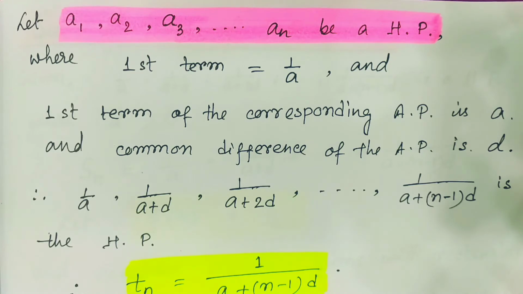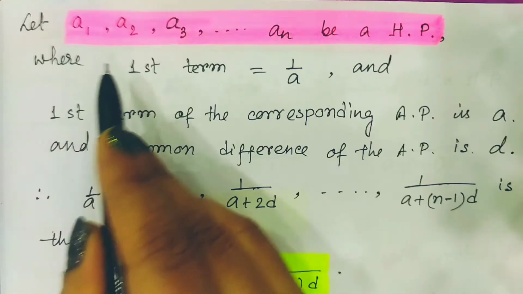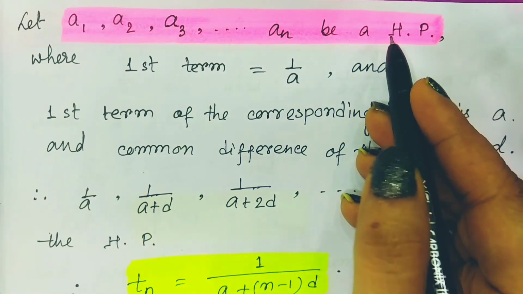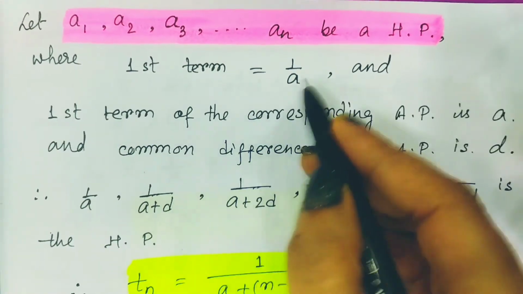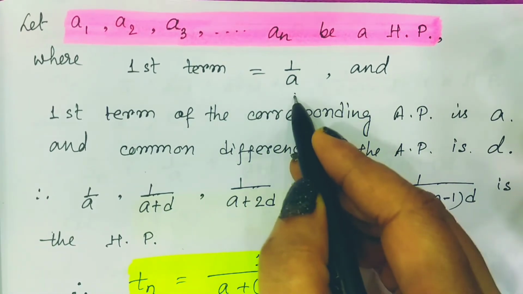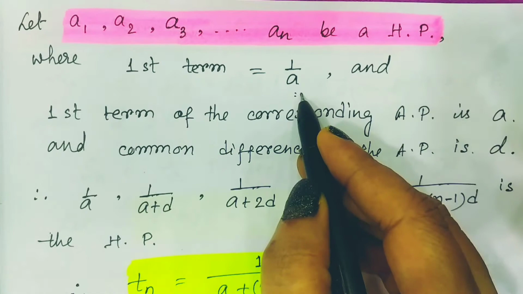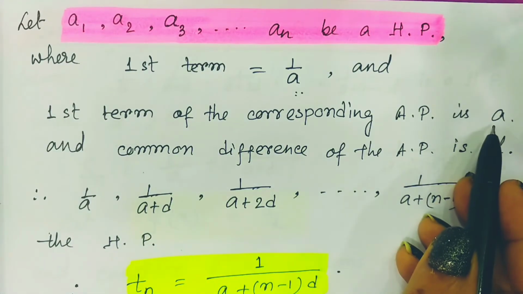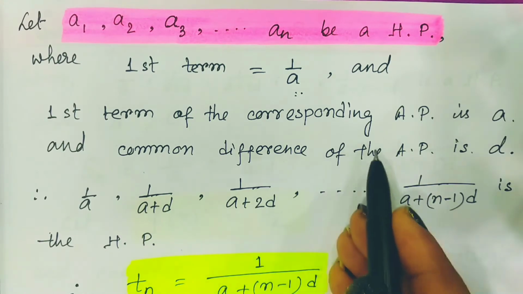Likewise, our HP also we can express in the form of a geometrical representation. So let us have a look. If A1, A2, A3, ..., AN be an HP, then we know that its first term is 1 upon A, say. That means A1 is equal to 1 upon A. And the first term of the corresponding AP is then A, and the common difference of that AP is D.